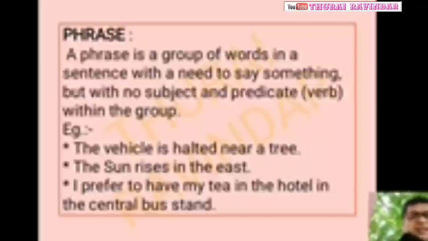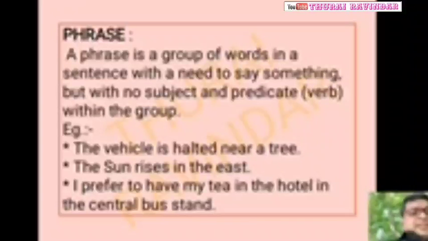The sun rises in the east. I prefer to have my tea in the hotel in the central bus stand. Okay. Once again I repeat, what is a phrase? A phrase is a group of words in a sentence with a need to say something, but with no subject and predicate. What is a predicate? Verb within the subject. Example, the vehicle is halted near a tree. The sun rises in the east. What is this? This is a universal truth. I prefer to have my tea in the hotel in the central bus stand.